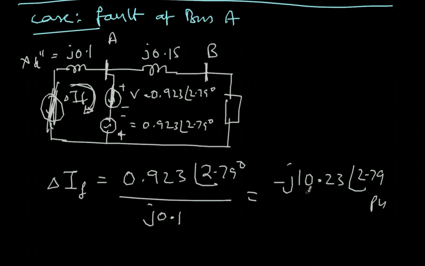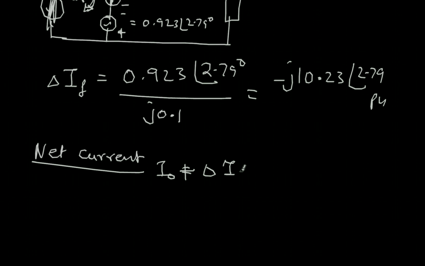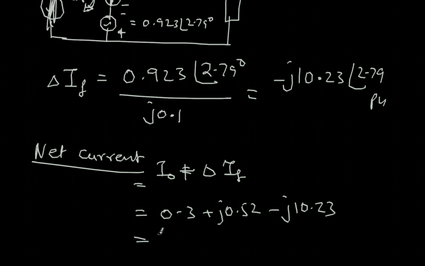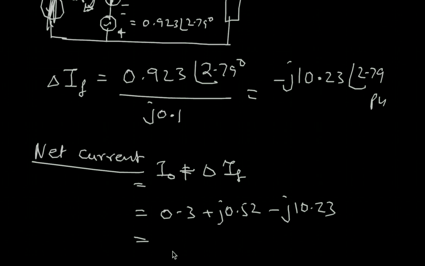This is a very high current. Whereas earlier the current was already I naught, so I'll add the net current. It will add to I naught, so I naught plus delta IF. So 0.3 plus j0.52 minus j10.23, so it will be about 0.3 minus j9.7. So this is my new fault current considering the load.